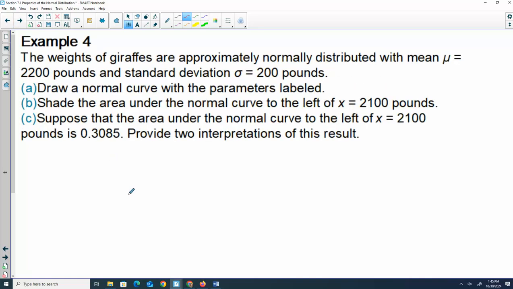So final example of the day. Short day to start us off.